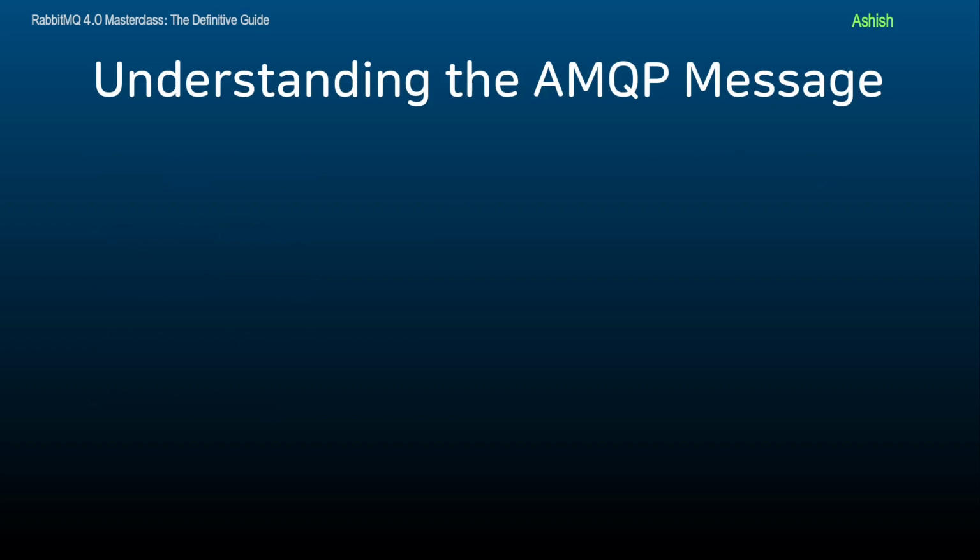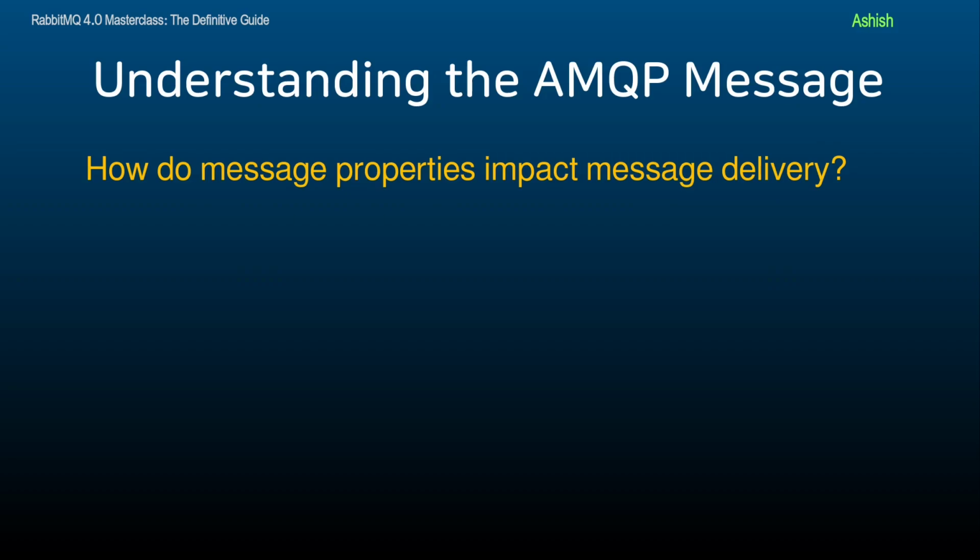Now, how do message properties impact message delivery? The message properties play a crucial role in controlling how RabbitMQ handles the message. By setting the delivery mode to persistent, you ensure that the message survives even if RabbitMQ crashes, ensuring reliable message delivery. RabbitMQ allows prioritization of messages using the priority property. Higher priority messages can be delivered before lower priority ones, helping to ensure that critical messages are processed first.